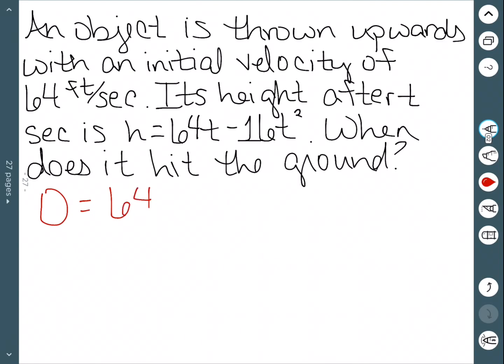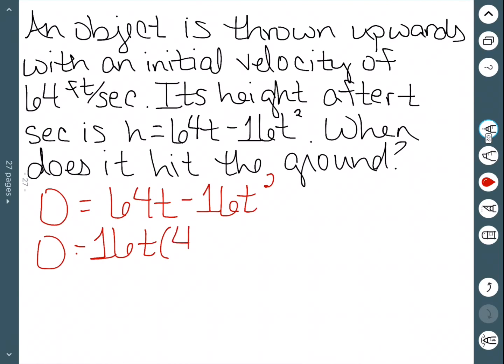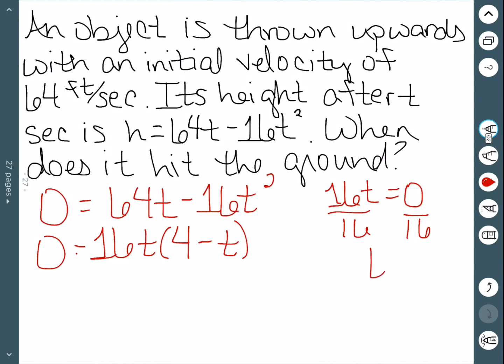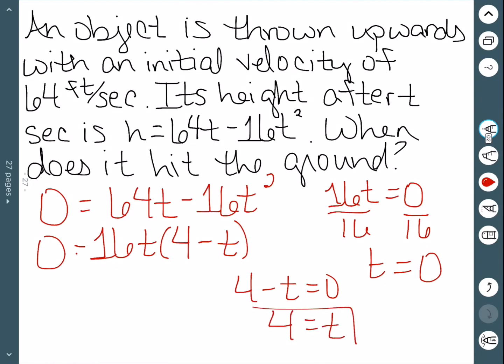So 0 equal to 64t minus 16t squared. We can factor and pull out a 16t. That leaves me with 4 minus t. I now have two equations. 16t equal to 0. Dividing by 16 gives me t equal to 0. That's when we started, so we probably don't want that one. The other one, 4 minus t is equal to 0. And if I add t to both sides, I get 4 equal to t. So this hits the ground after 4 seconds.